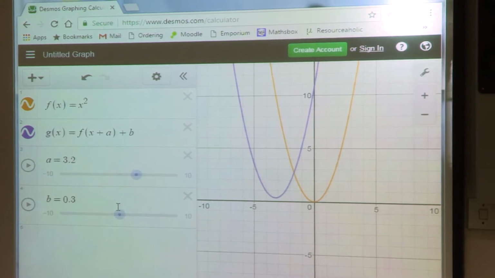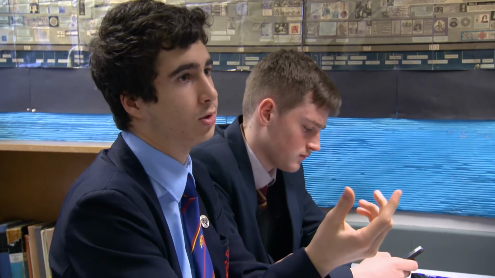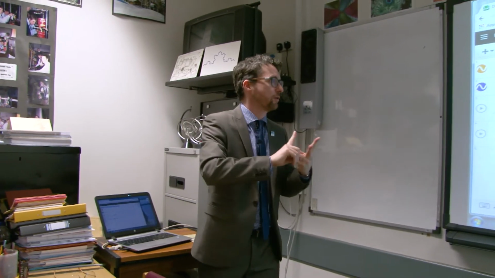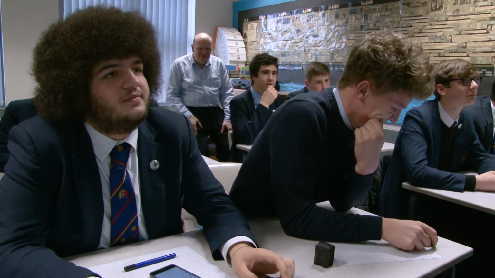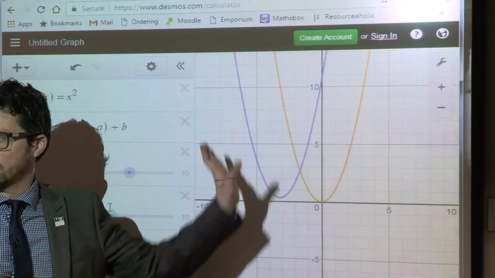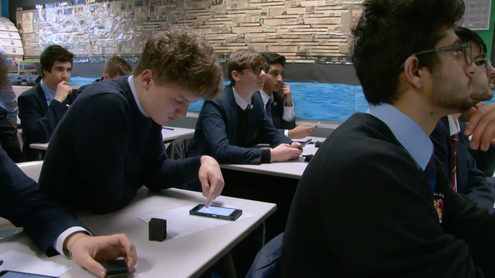What's happening as we move A and B? So as you increase B, the whole graph moves up, the translation. Oh, two things there. So as we increase B, it moves up. There was one other word that was really important in that, which was? Translation. Translation, brilliant. So as B goes up, it moves the graph up. Any other suggestions then relating to A?